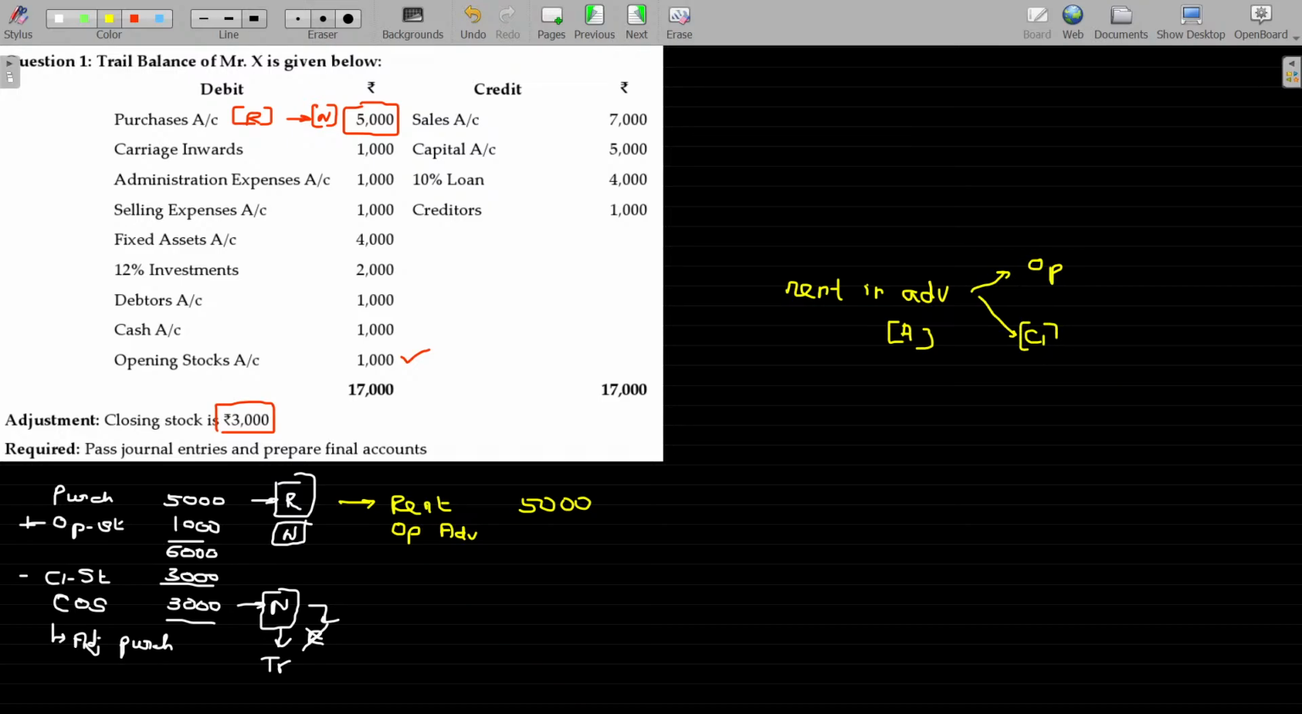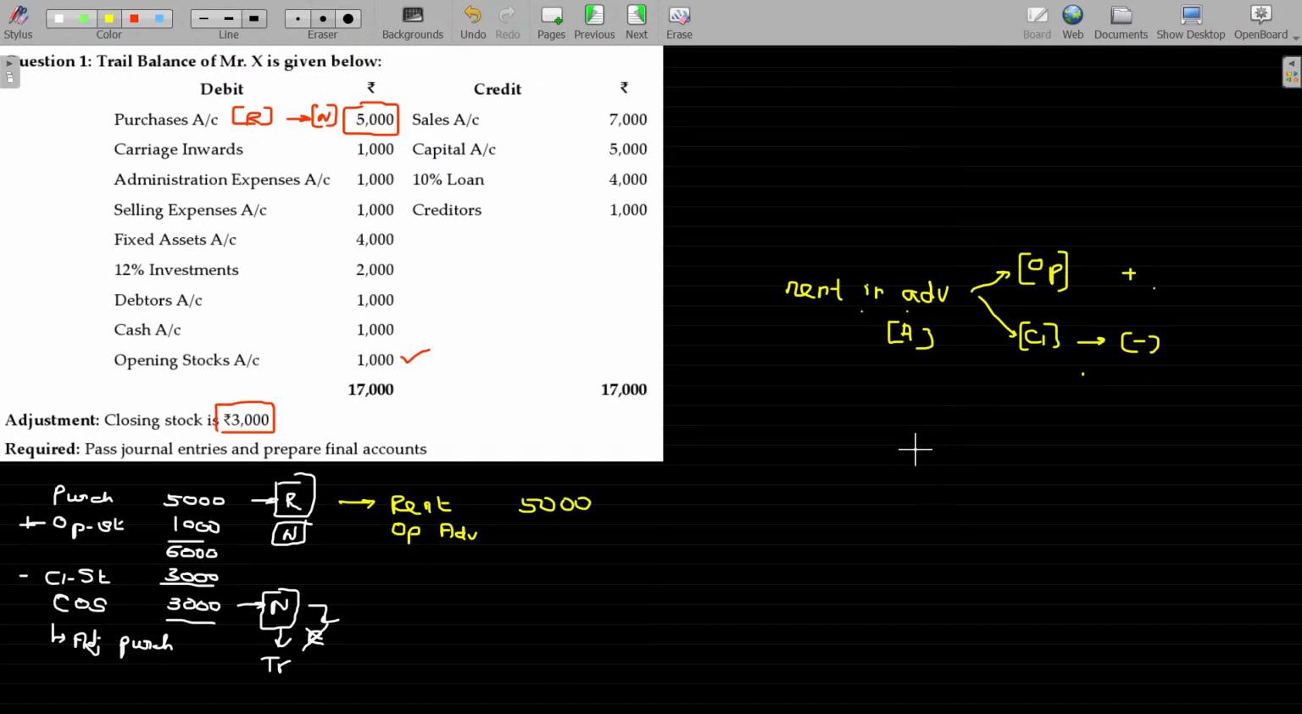If we have rent in advance closing, what does it mean? This is an asset and it will be subtracted from the rent account. And if I have the advance rent paid in the beginning, then this will be added to the opening, meaning the rental expenses. The opening rent in advance is added to the rental expenses. Closing rent in advance is subtracted.